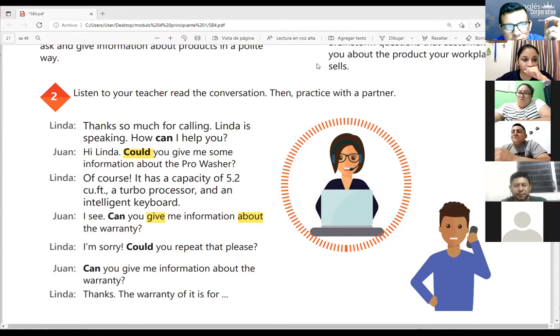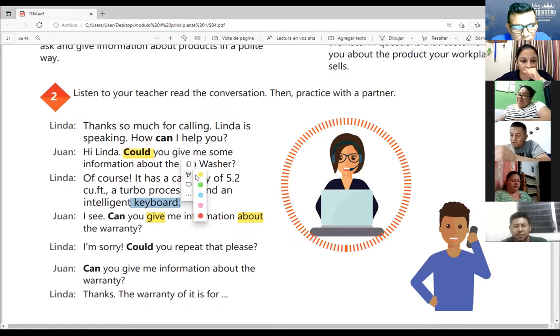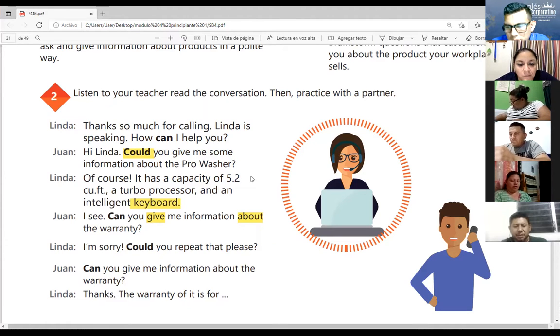You first, Carolina. Okay. Thanks so much for calling. Carolina is speaking. How can I help you? Hi, Carolina. Could you give me some information about the pro washer? Of course. It's a capacity of 5.2 cubic feet, a turbo processor, and an intelligent keyboard. I see. Can you give me information about the warranty? I'm sorry. Could you repeat that, please? Can you give me information about the warranty? Thanks. The warranty of is for 5 years. Thank you. Okay. I will buy it.